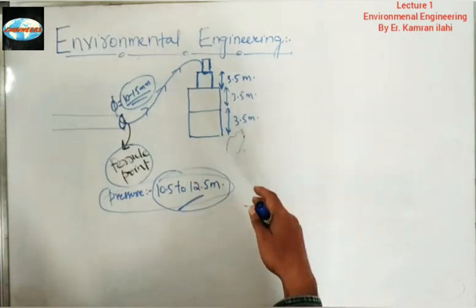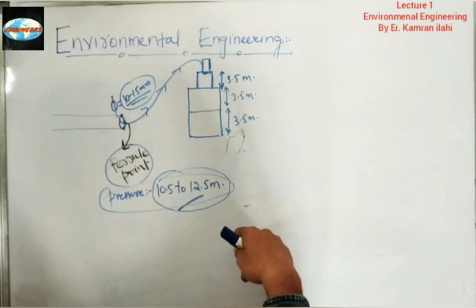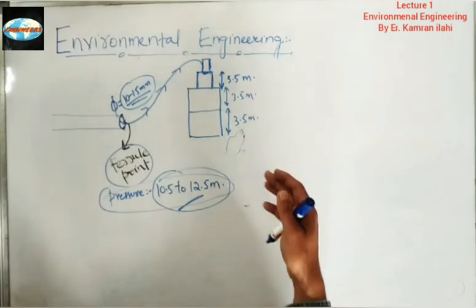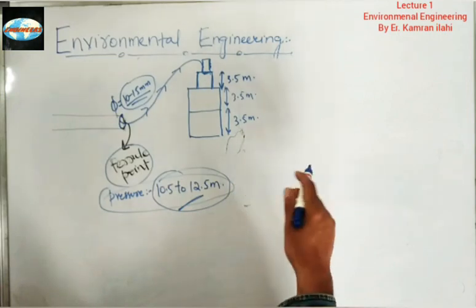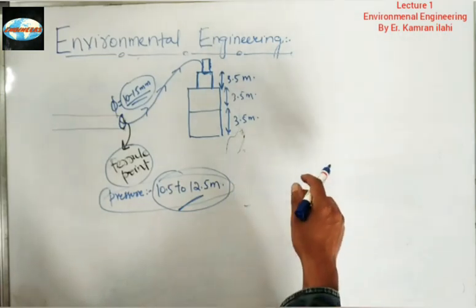In the next lecture, we'll be discussing the population and the peak factor, the fluctuations in hourly demand, Goodrich formula, and then we'll be discussing the population forecasting.